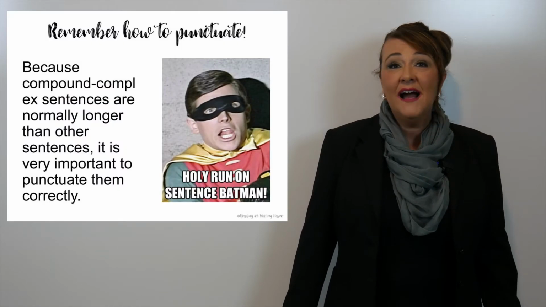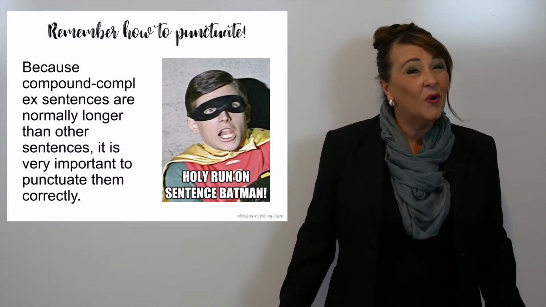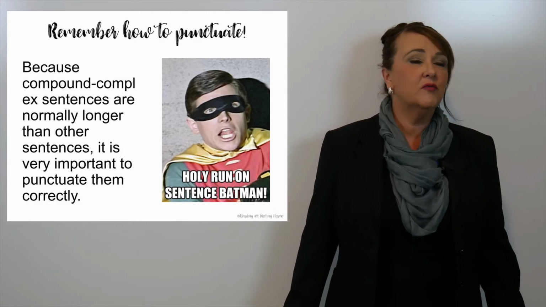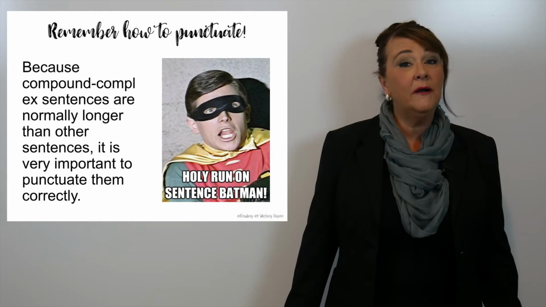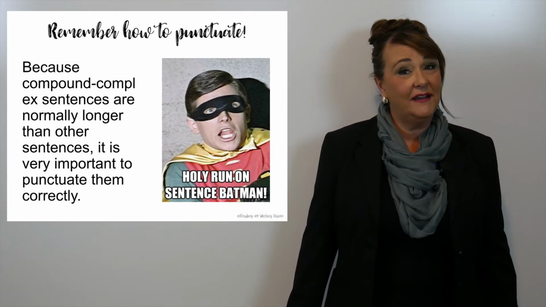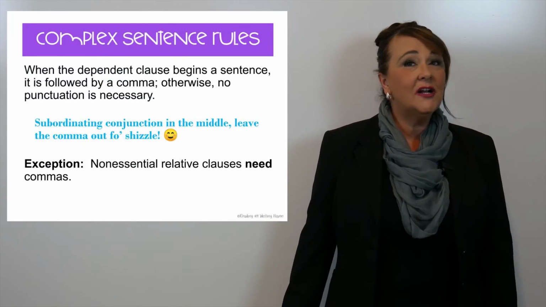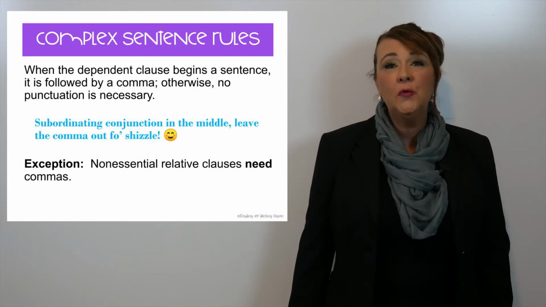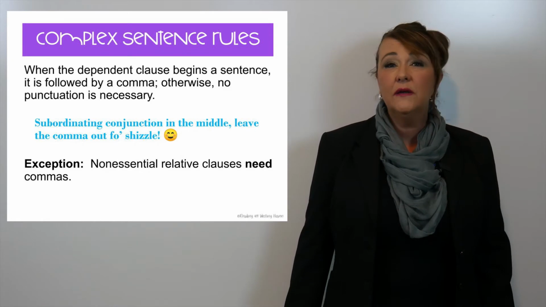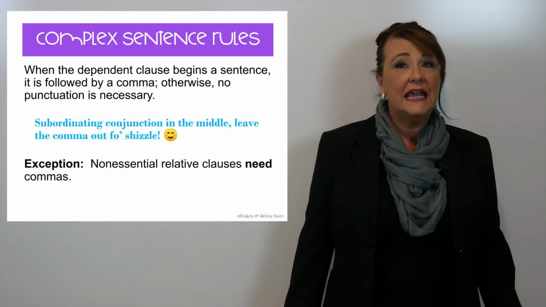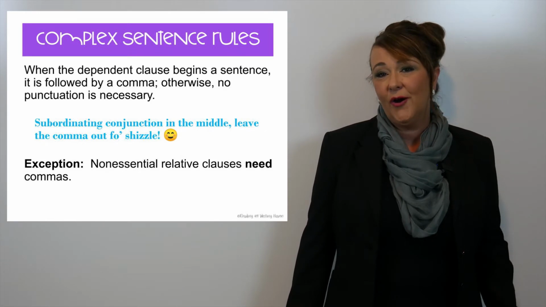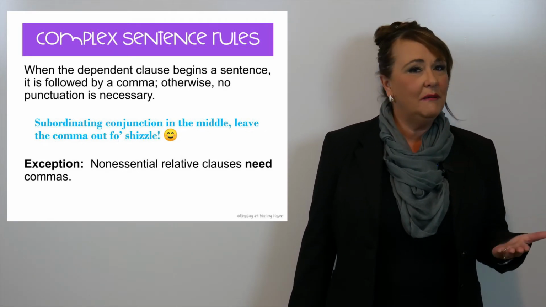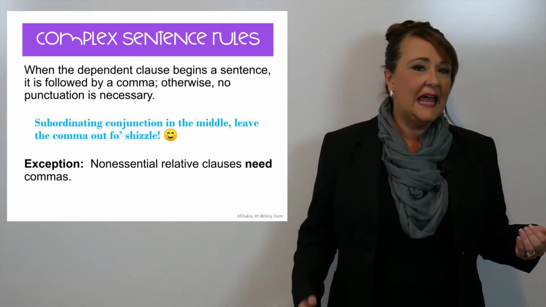Because compound complex sentences are normally longer than other sentences, it's really important to know how to punctuate these sentences correctly. So let's look at some of the rules for punctuating complex sentences. When dependent clauses begin a sentence, it's followed by a comma. Otherwise, there's no punctuation necessary. Remember that with subordinating conjunctions in the middle, we leave out the comma. Except, remember that non-essential and essential rule.